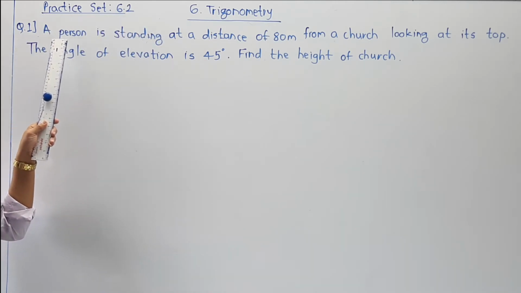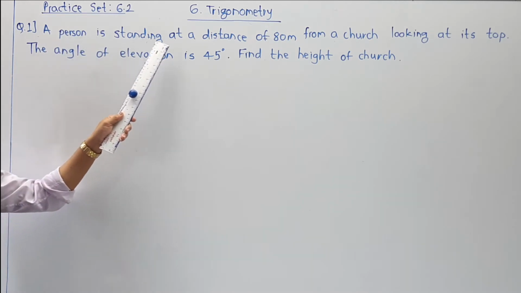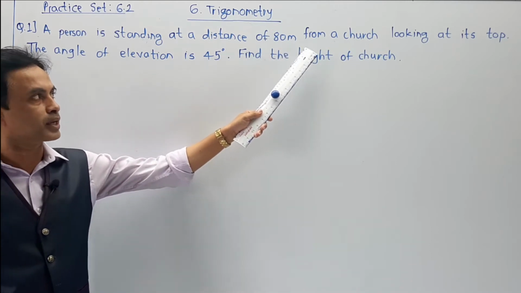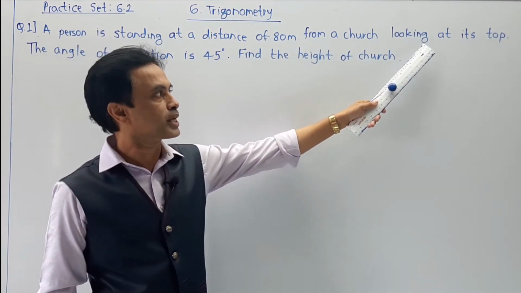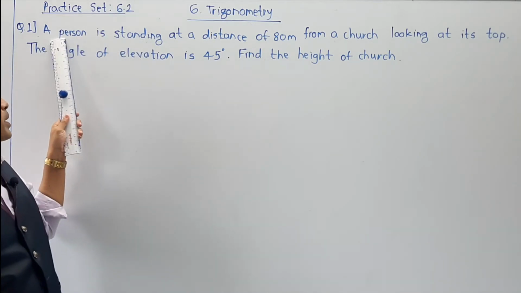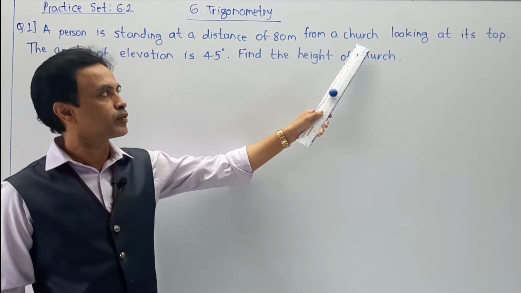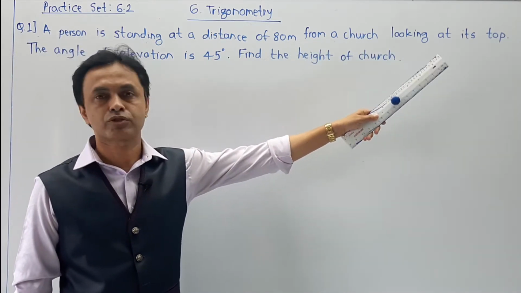Among them, question number 1, or the first question, is: a person is standing at a distance of 80 meter from a church looking at its top. Once again I am going to read the statement. A person is standing at a distance of 80 meter from a church looking at its top.